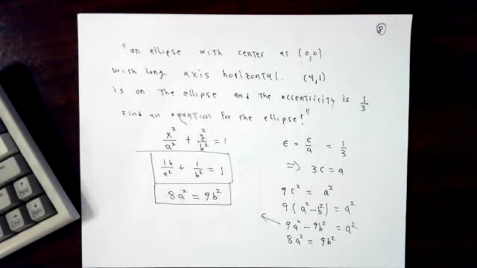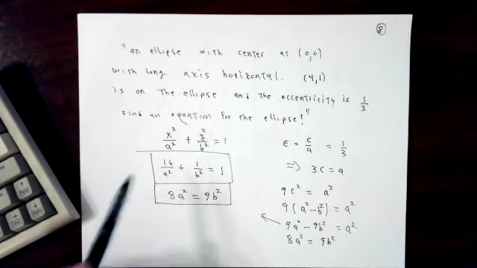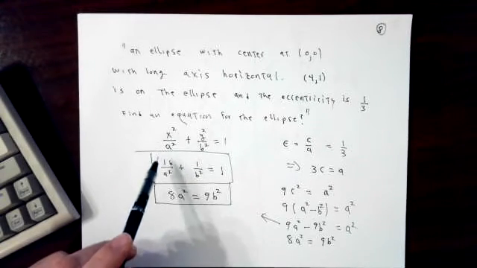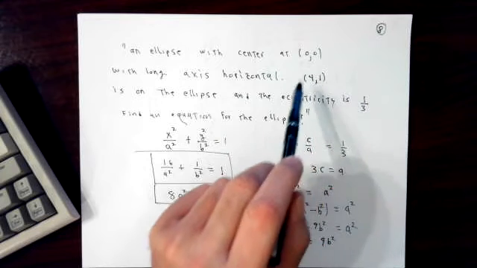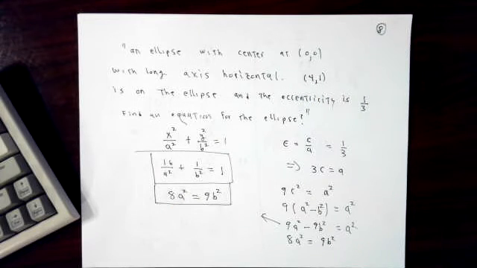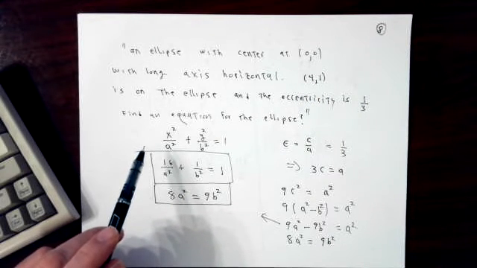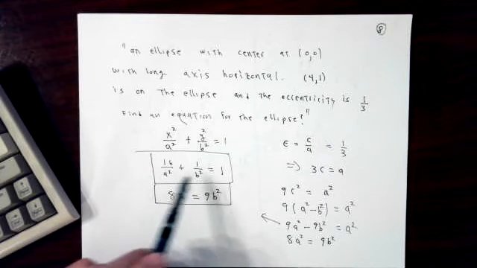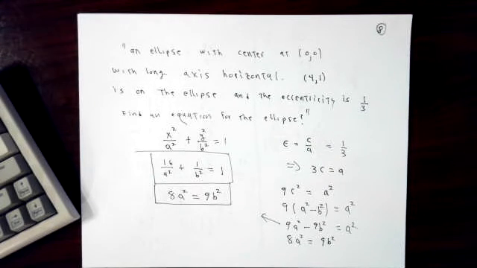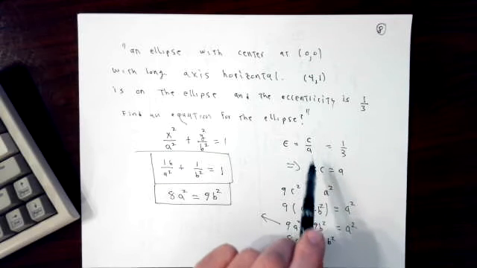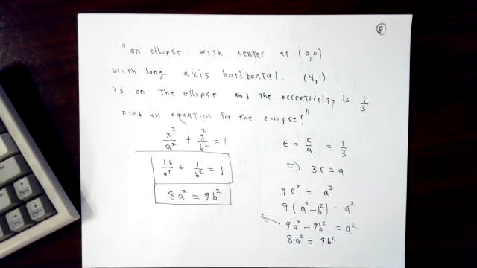Because the long axis is along the x-axis, I'm going to write my equation as x squared over a squared plus y squared over b squared equals 1. I know something in particular. I know that when x is 4 and y is 1, I'm supposed to be on this ellipse. 4 squared is 16, 1 squared is 1. We have an equation that relates the a and the b. We know something else too. The eccentricity, which is c over a, is 1/3.